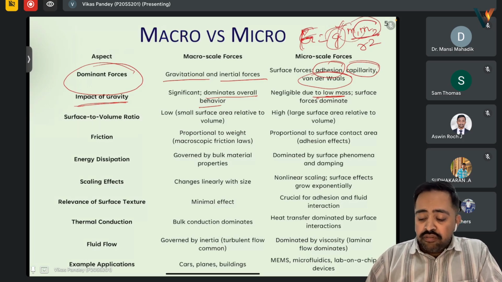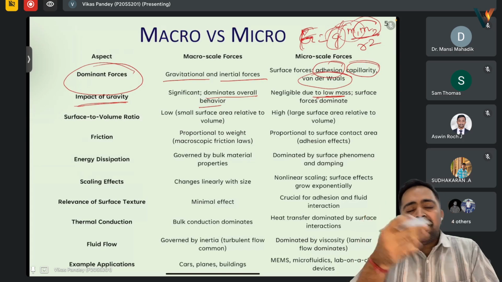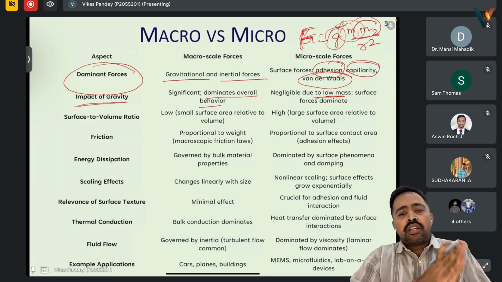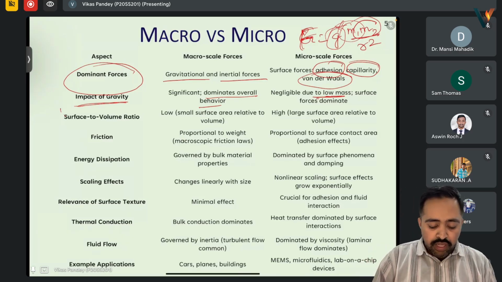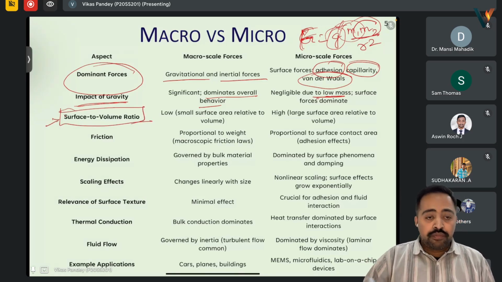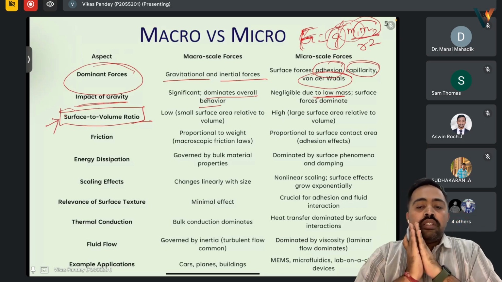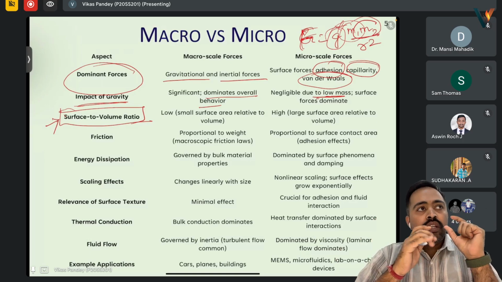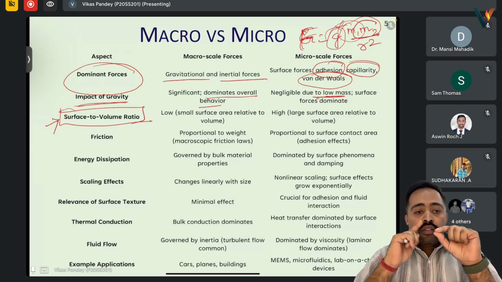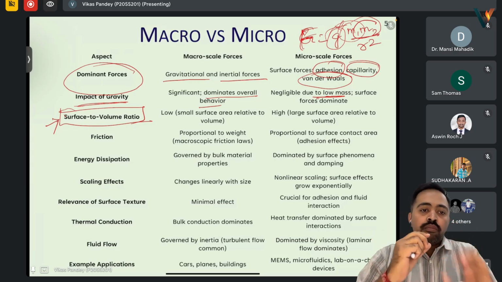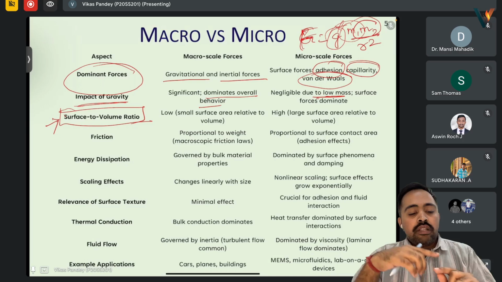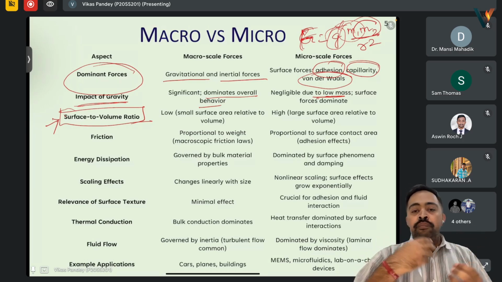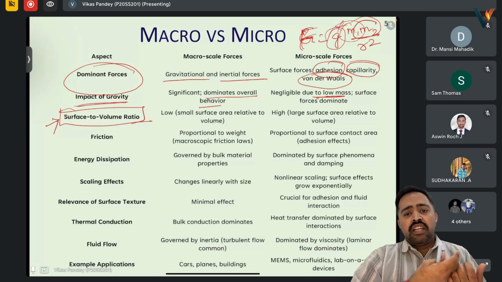Here mass is relevant, but in case of these micro devices, the mass will be very small, and so gravity will almost be negligible. Then a very important thing is surface to volume ratio. We are able to utilize this feature that when we shrink or scale devices or anything, when it gets smaller and smaller, the surface area compared to the volume of the device or structure increases, and that facilitates a lot of active sites for, let's say, reaction or anything.